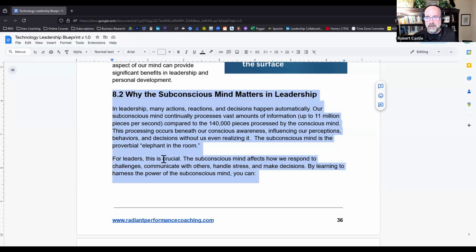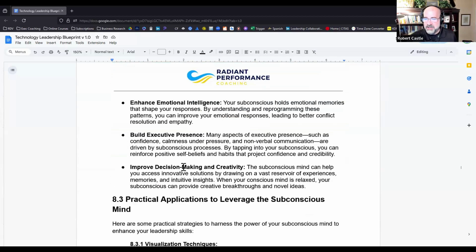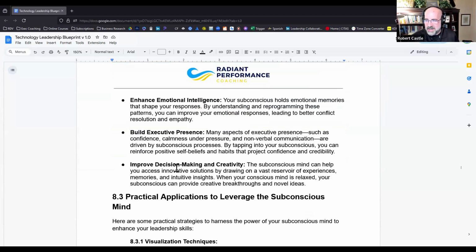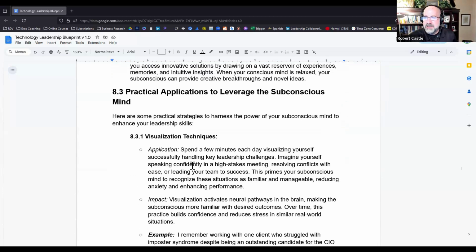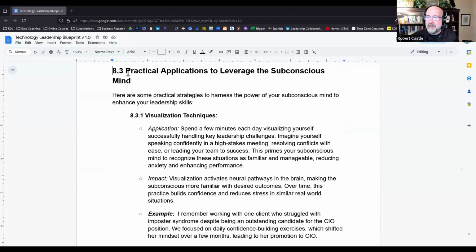For leaders, this is crucial. The subconscious mind affects how we respond to challenges, communicate with others, handle stress, and make decisions. And by learning to harness the power of the subconscious mind, you can enhance your emotional intelligence, build executive presence, and improve decision-making and creativity. So let's look at some practical applications for leveraging the subconscious mind. Here are some practical strategies to harness this power to enhance your leadership skills.